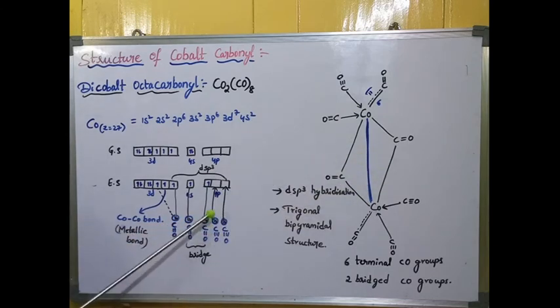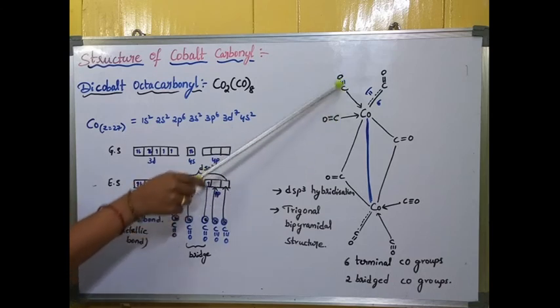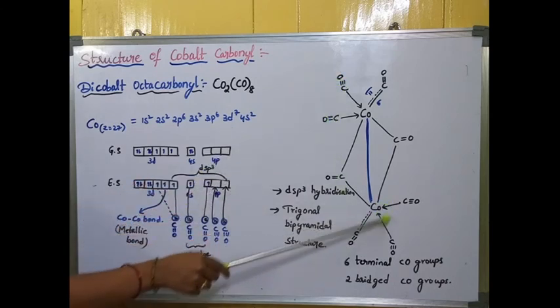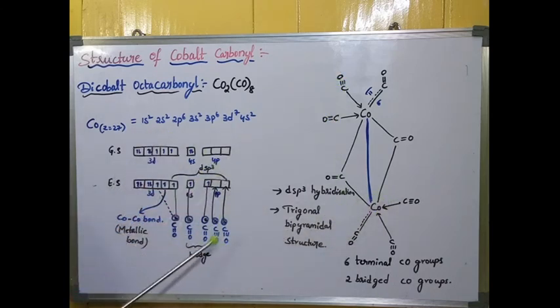Next, coming to the next two orbitals, the CO groups each have two electrons. It donates two electrons to this empty orbital to form a dative bond. It also donates two electrons to this empty orbital to form a dative bond. These two are dative bonds. This is for one cobalt, and you can draw the same structure for the other cobalt also.